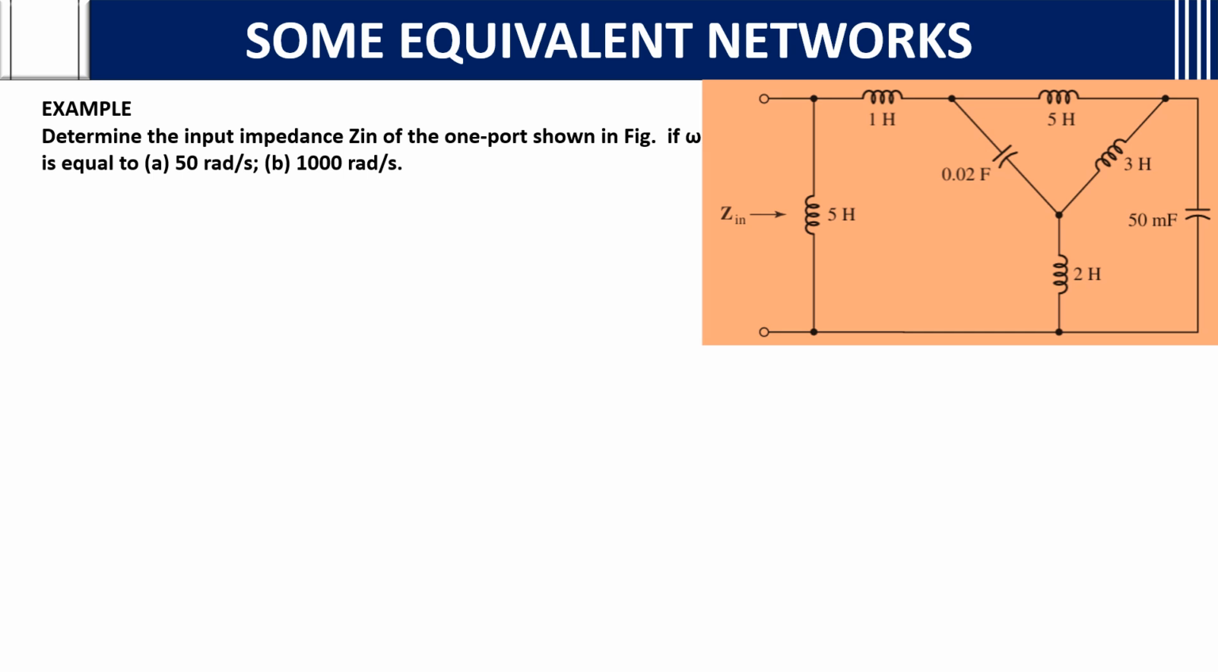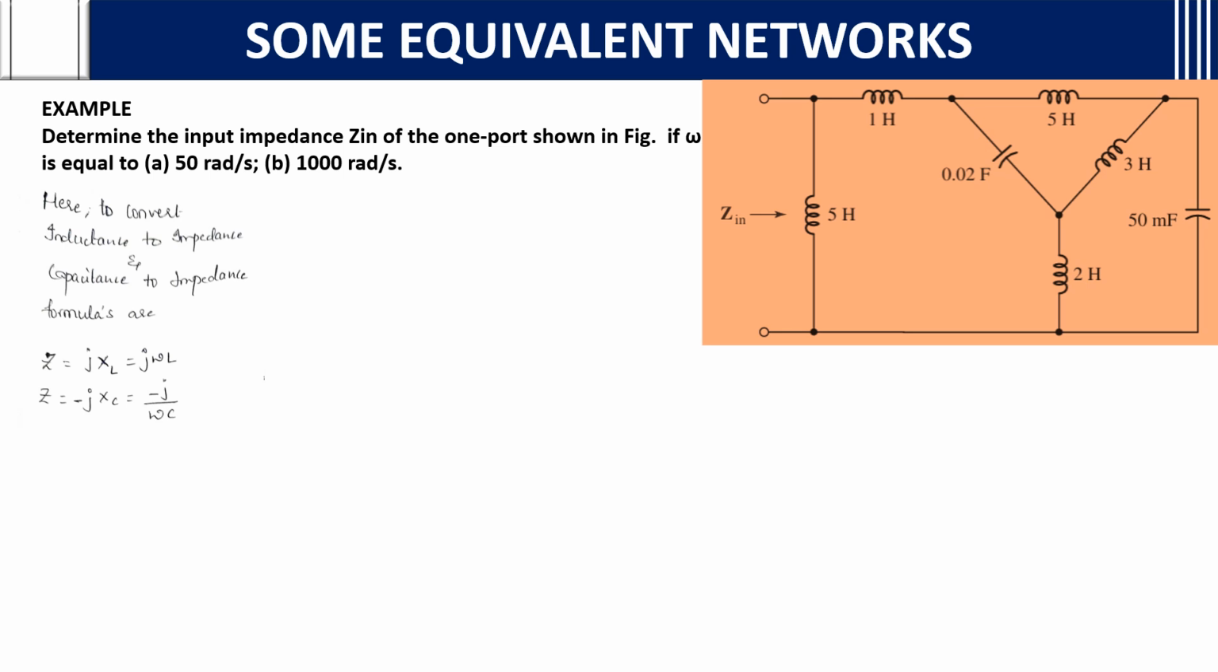Determine the input impedance Zin of the one port shown in the figure if omega is equal to 50 radians per second and 1000 radians per second. Now we will see how. This looks a little bit different from the questions we have done till now. Why? Because here inductors and capacitors come into the picture. So what can we do? It is easy. We will do that.